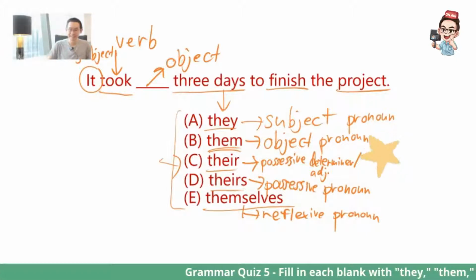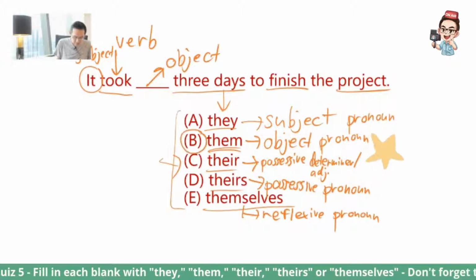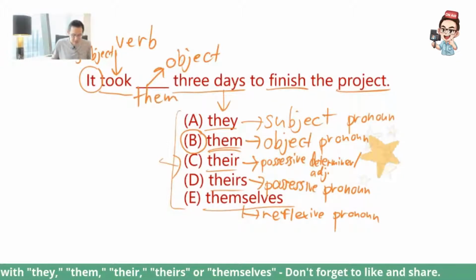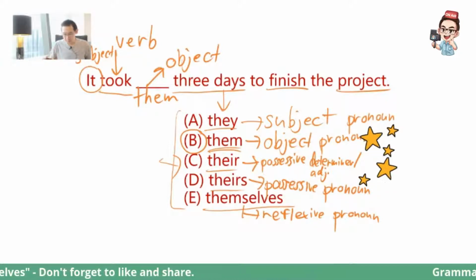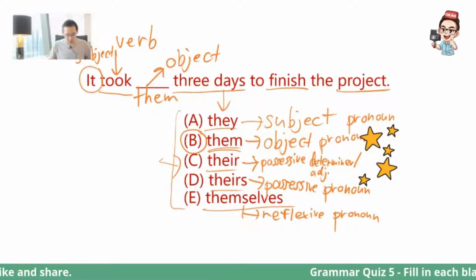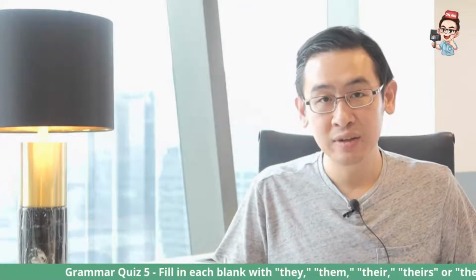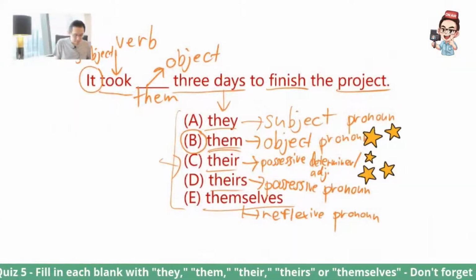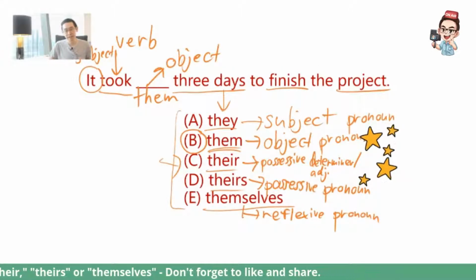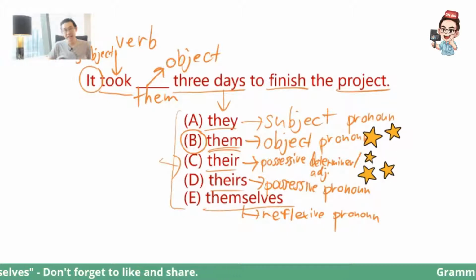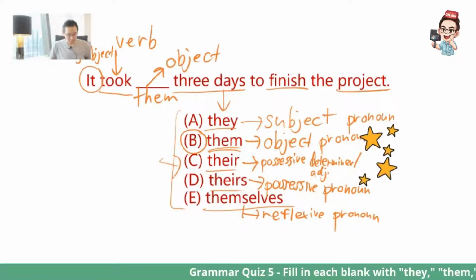I'll tell you the answer now. It's B, them. It took them 3 days to finish the project. So it took this group of people, or maybe a team, 3 days to complete a project. We can see that took is a verb and them is the object of the verb, because the verb affects it. So we use them. That's why we don't answer A or the other choices. All right, that's good.